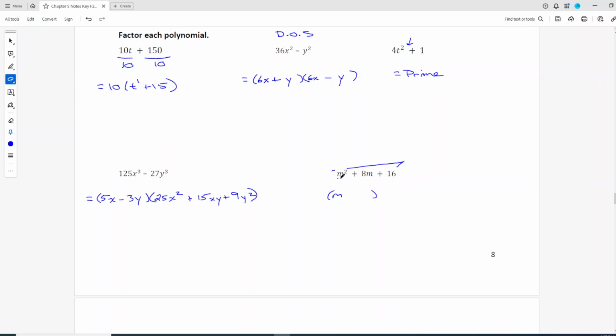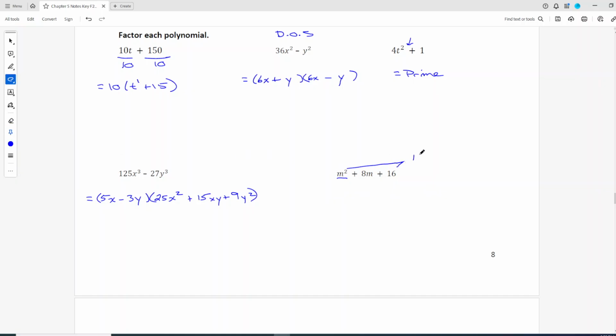Well, because m squared, the only way of getting m squared is m times m, right? So I'm looking for 2 numbers that multiply to give me 16 and add to give me 8. If you're not quite there yet, don't worry, I'll do the whole AC method. So the whole AC method goes like this.